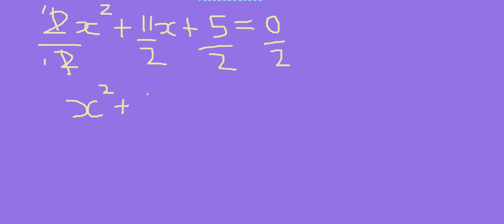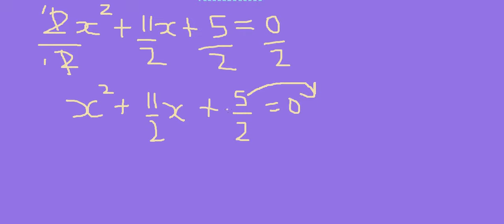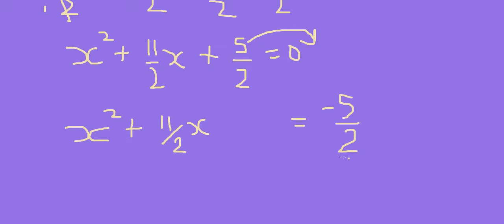So x squared plus 11 over 2 x plus 5 over 2 equals 0. Then we move this constant number to the right hand side. It is positive here. When it goes to the right hand side, it will be negative. So x squared plus 11 over 2 x equals negative 5 over 2.